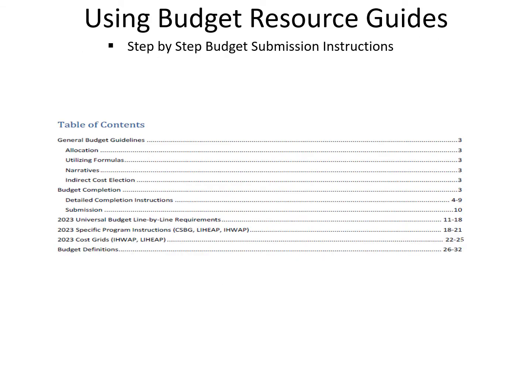These step-by-step budget instructions will help guide you through all the steps required to submit both your budget and the grant application package for your OCA grants. This is a screenshot of the table of contents, and again, we encourage you to use this document as an overall guide to how to submit your budget and the grant application documents.